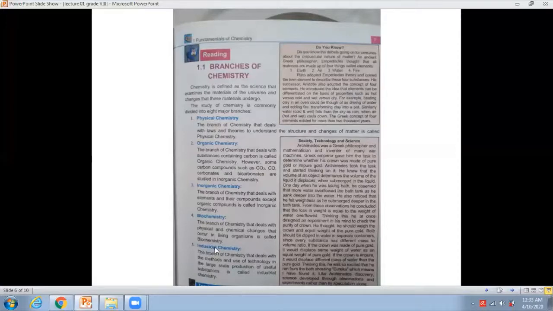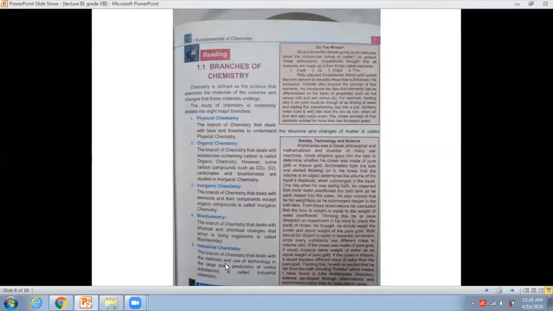Fifth branch of chemistry is industrial chemistry. The branch of chemistry that deals with the method and use of technology in the large scale production of useful substances is called industrial chemistry. For example, if we are going to manufacture cement, we always manufacture it in industries because a large scale of cement is required for the construction of buildings and roads, etc.